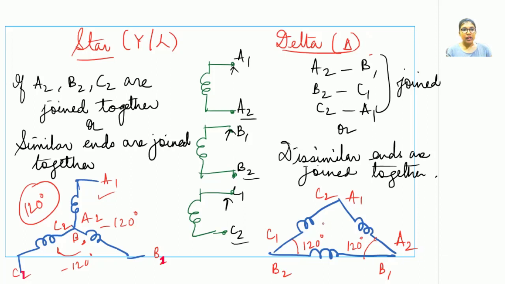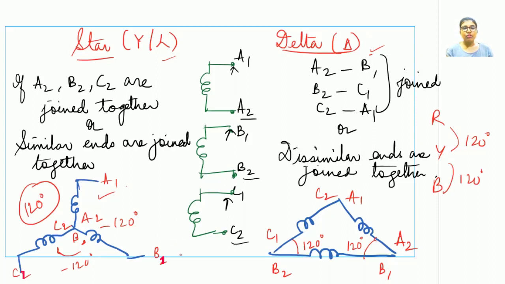Students, while marking this star and delta connection, one has to be very vigilant about the notations that are being used. Please make sure that your R, Y and B are 120 degrees apart from one another. And the manner in which A1, A2, B1, B2 and C1, C2 are represented for a star and a delta connection, these things are to be taken care of. So this is how a star or a delta connection is being made.